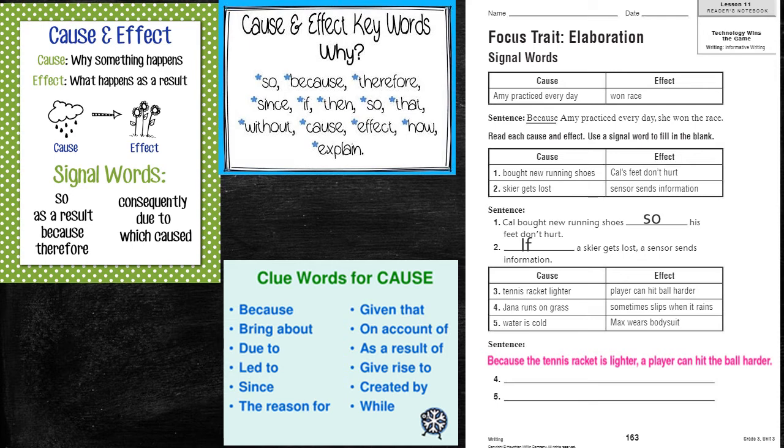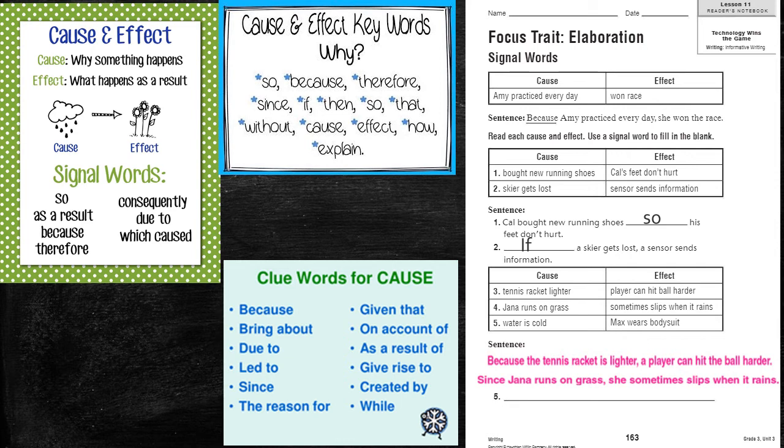Good job. Let's see if you got it right. Jana runs on grass, sometimes slips when it rains. What can I use? What have you used? Well, here's my answer. Since Jana runs on grass, she sometimes slips when it rains. Don't forget the comma. When you're writing, make sure that you read out what you're writing in your head or out loud and try to figure out where exactly you need a comma. In this case, I'm going to put a comma right there to pause so that the sentence makes much better sense. Now try the last one on your own and then I'll share my answer.